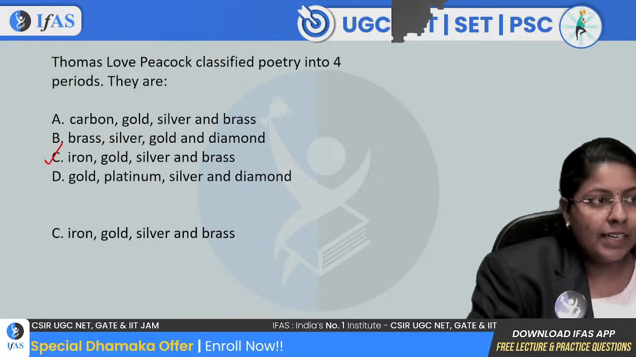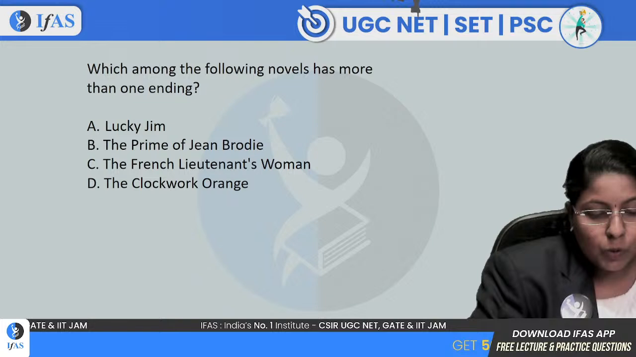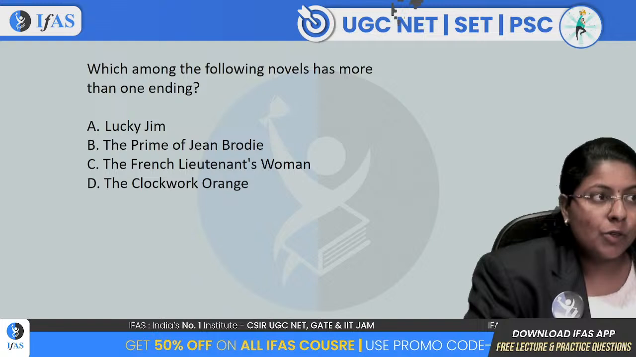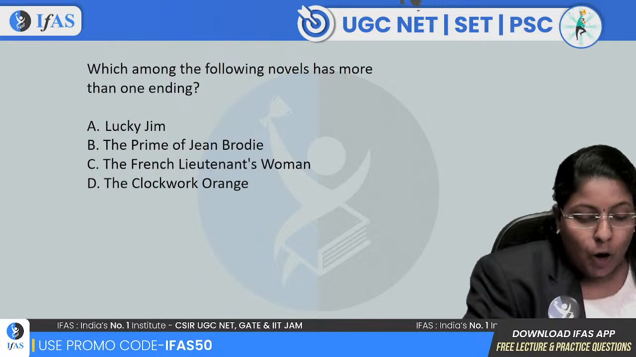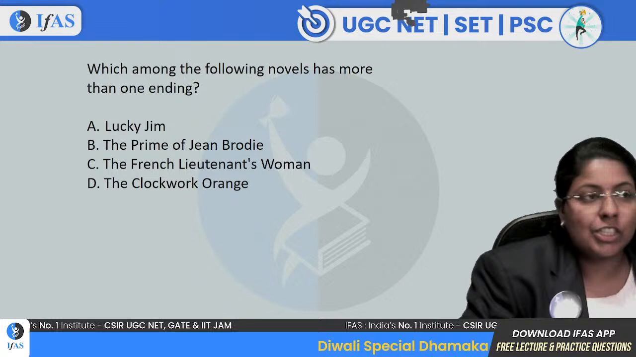Which among the following novels has more than one ending? So, more than one ending. Which novel? We have the options. Option A is Lucky Jim. Option B is The Prime of Miss Jean Brodie. Option C is The French Lieutenant's Woman. And option D is A Clockwork Orange.